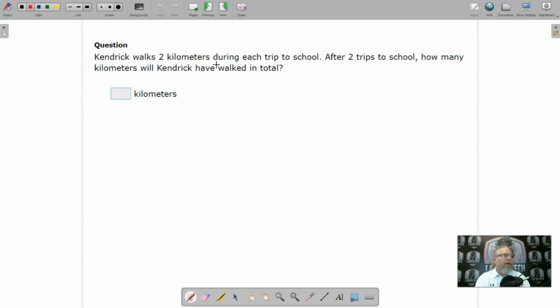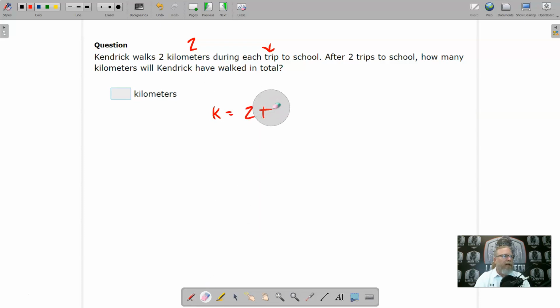Kendrick walks 2 kilometers during each trip to school. After 2 trips, how many kilometers will Kendrick have walked? So 2 kilometers during each trip. So this is 2, and we'll call trips the input. The number of trips determines the number of kilometers. And our rate is 2, so it's going to be 2t.